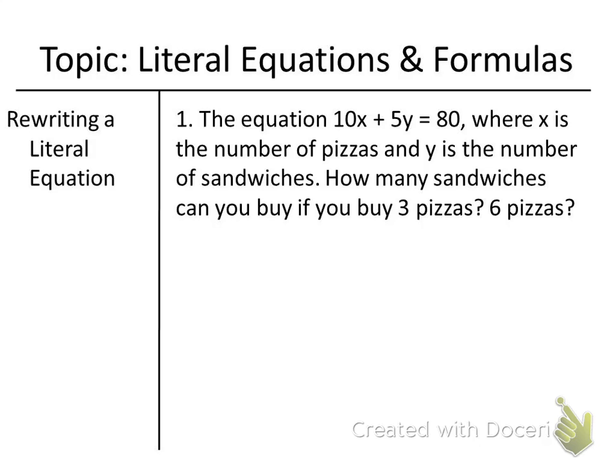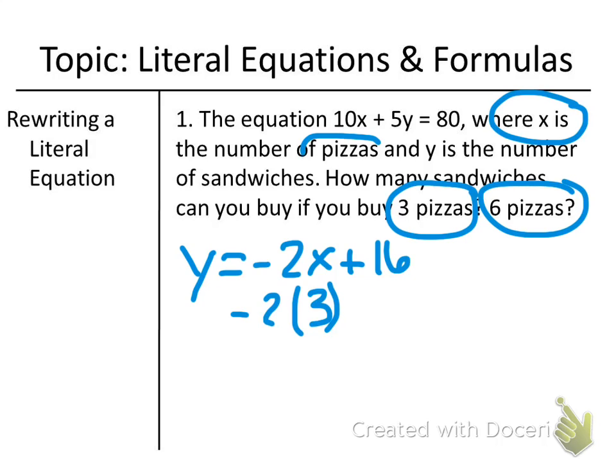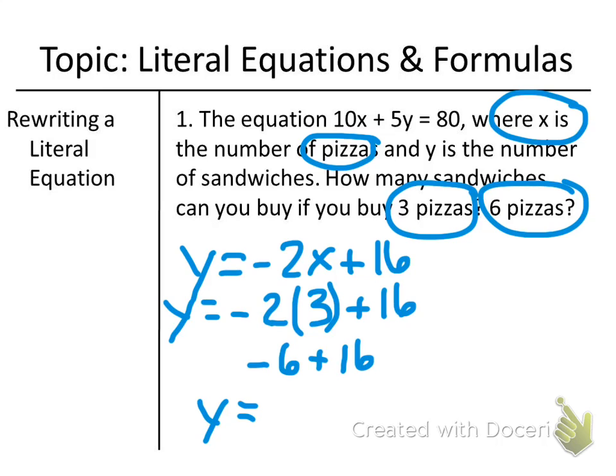Okay, for step 2, now I'm going to find out how many sandwiches 3 pizzas and 6 pizzas would equal. So we had our equation y equals negative 2x plus 16. I'm going to put the 3 in for x because that's how many pizzas, and we already said x is pizzas. And we want to know how many sandwiches, so y is sandwiches. So we do negative 2 times 3 is negative 6. Negative 6 plus 16 is 10.